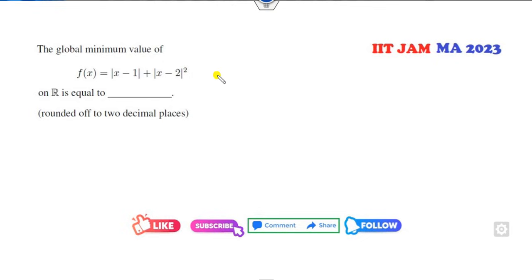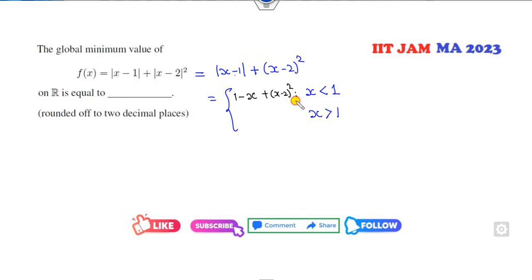Okay, the global minimum and maximum of this. So clearly this is a square, which is always a positive number. Fine. Now I can break this portion: whenever x is less than 1, and whenever x is greater than 1. So whenever x is less than 1, it will be 1 minus x here, and whenever x is greater than 1, it will be here.